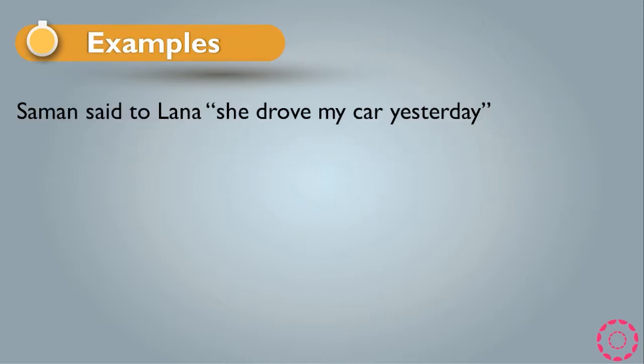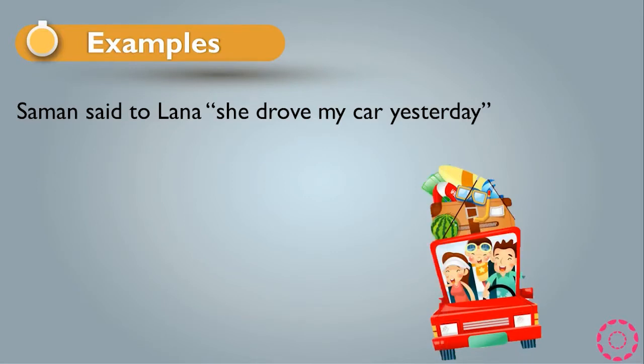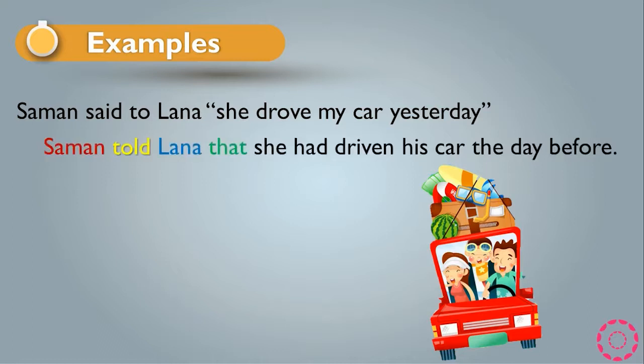Another example, Salman said to Lana, she drove my car yesterday. As you see, this is the past simple tense. So it became like that. Salman told Lana that she had driven his car the day before.